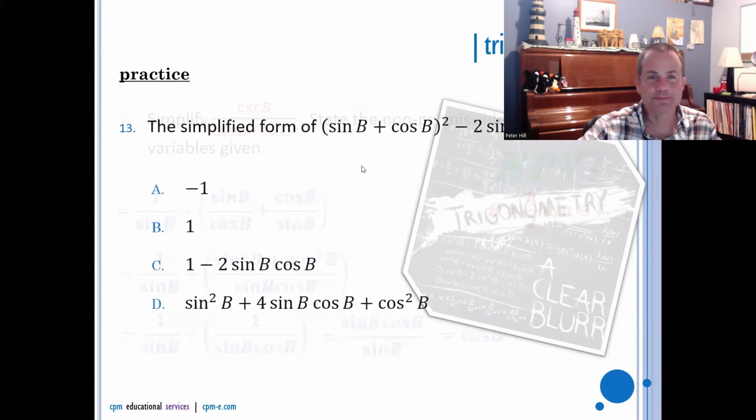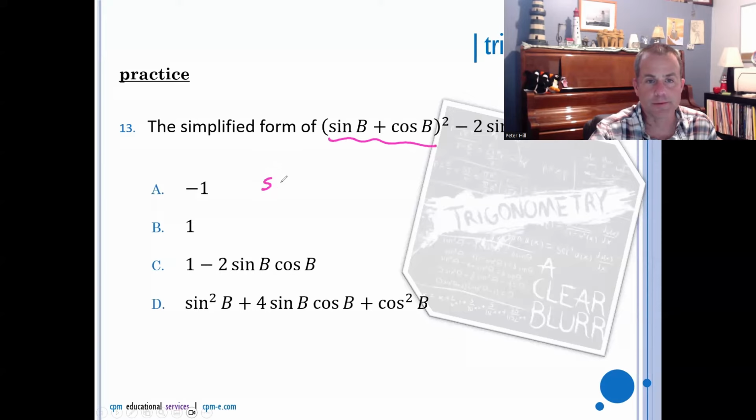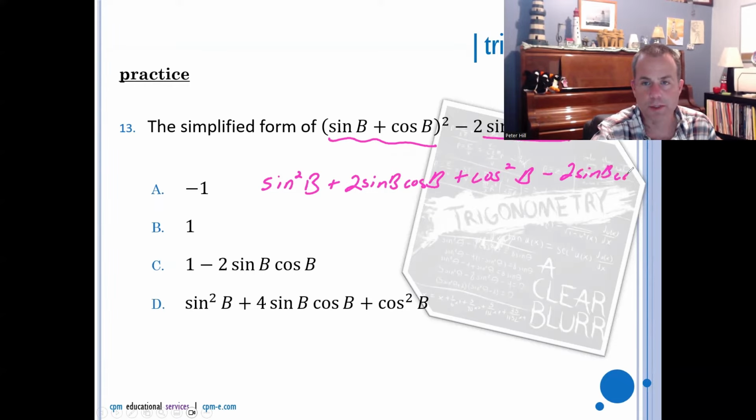Yay! All right. The simplified form of sine b plus cos b, all squared, minus 2 sine b cos b. Well, this is a binomial squared. If I go to square that, I square the first, so that'd be sine squared b. Double the product, that would be 2 sine b cos b. Square the last, so that'd be cos squared b. And then I've got this minus 2 sine b cos b.